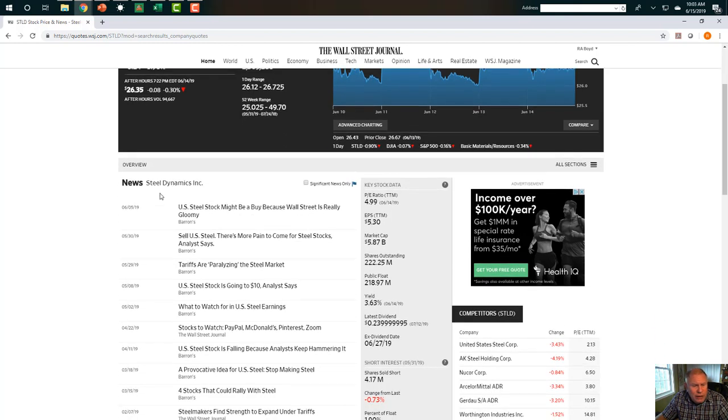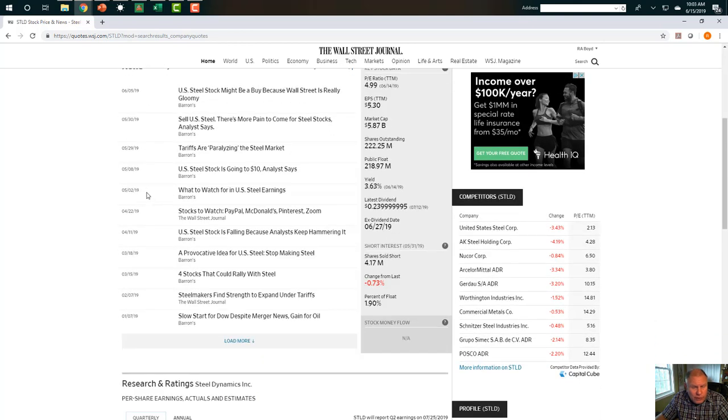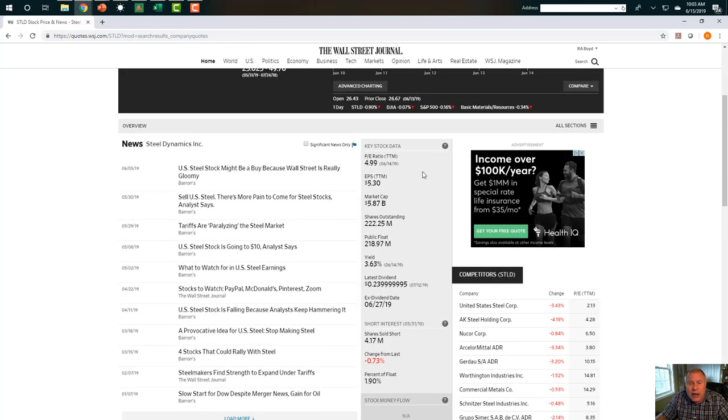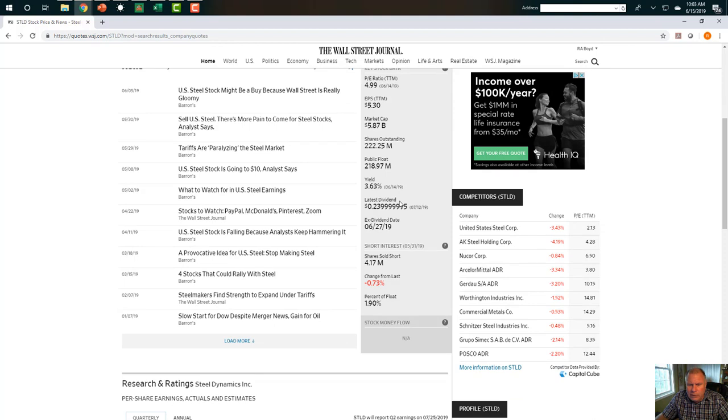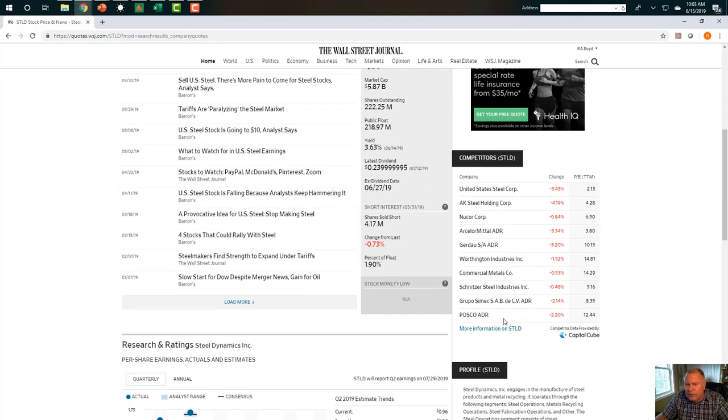So what you have on this page is news about the company, key stock data, what the PE ratio is, earnings per share, market cap. We then have a list of competitors. Now, you can come up with either very narrow lists when you try to match up what the company does, a smaller peer group, or you have a bigger peer group. And if we look at this, where do we get this information?